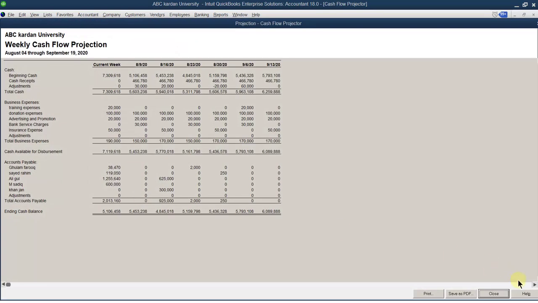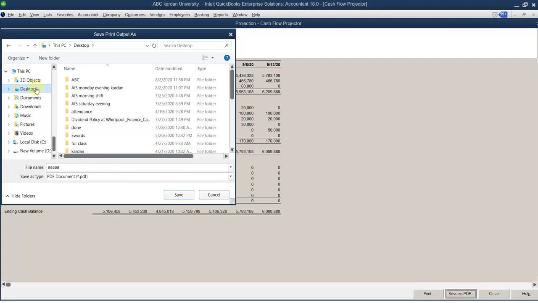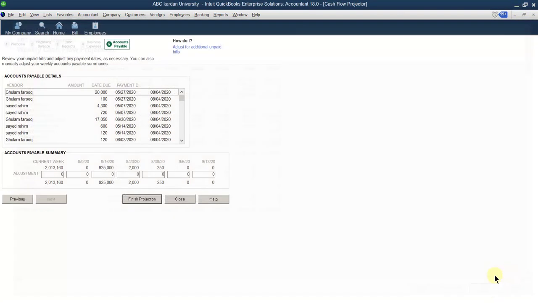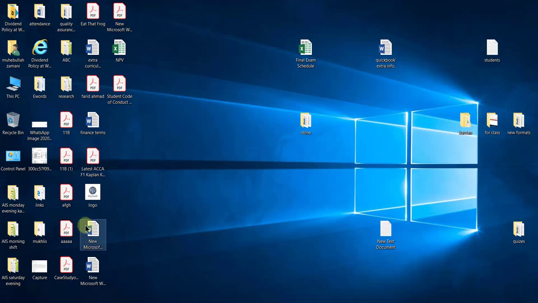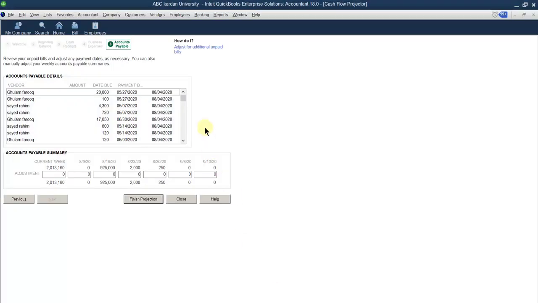Finish this one. If you want to make a PDF file, then save as PDF. We have to save it, then you can select the area, let us say. We want to select this file. File name should be, for example, AA. Where should we save the file? Then click on this one. Then close the section. Then go for the stop AAA, right? I think this was there. Now see, you can find out your information. So this was regarding cash flow projector.